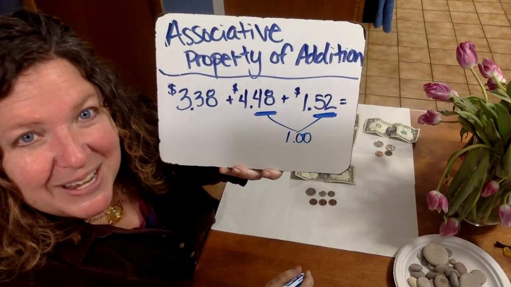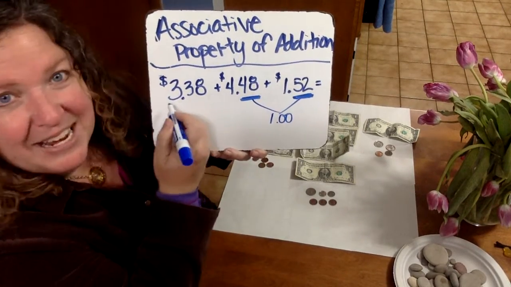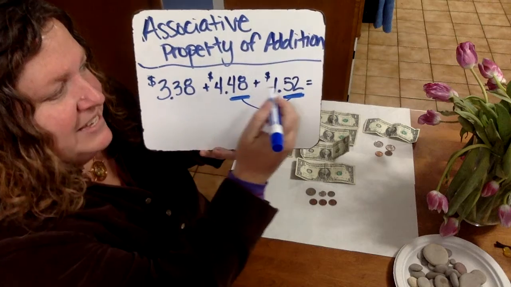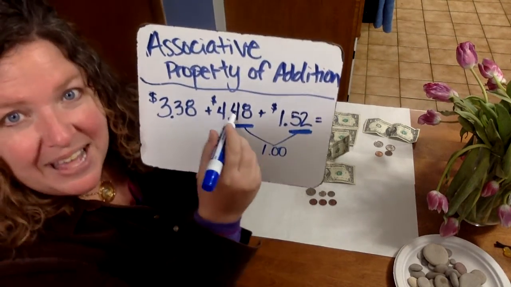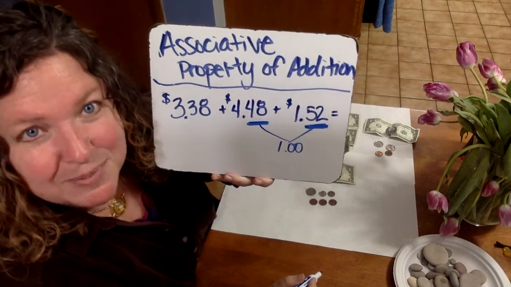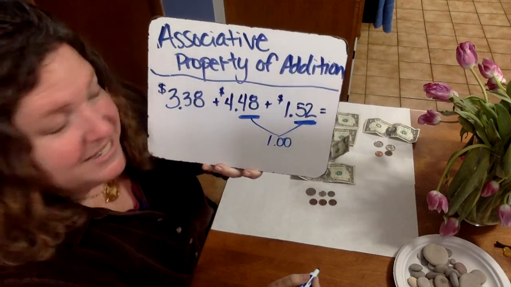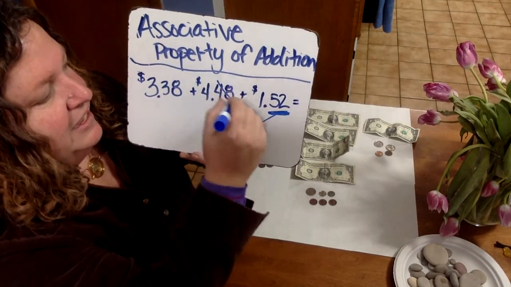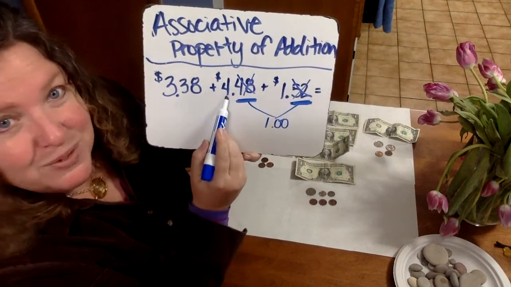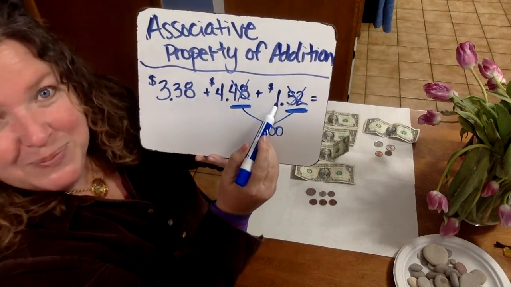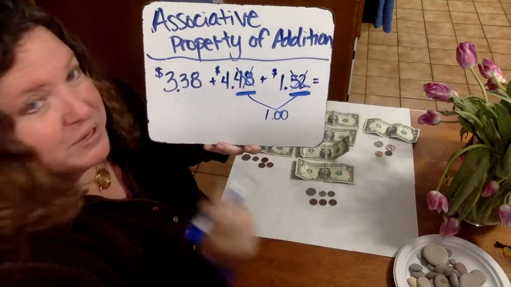But in order to do that, I need to use the associative property. I need to say, I don't have to start with this one. I can start over here. In fact, I don't even have to start with the whole numbers. I could start with the decimals. So if I know that 48 cents and 52 cents together make $1, I've already taken care of that part of the problem. Now I know here's just $4, here's just $1, here's just $1, and now it's $3.38.